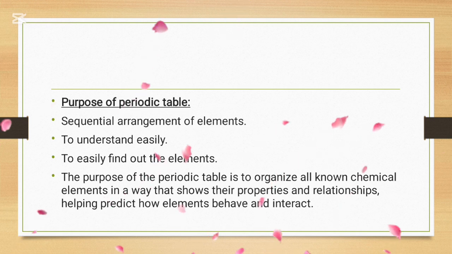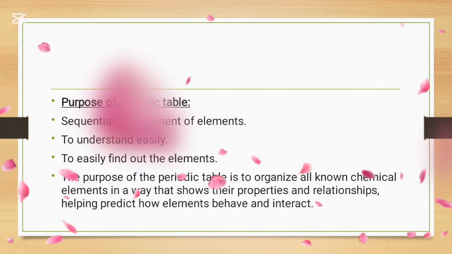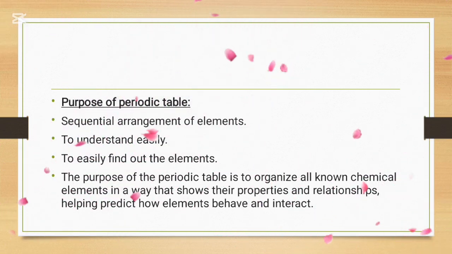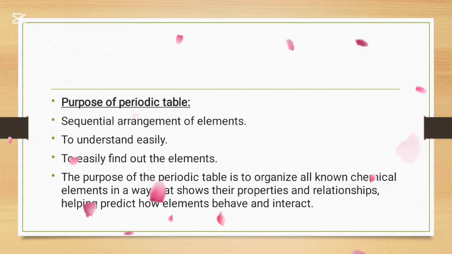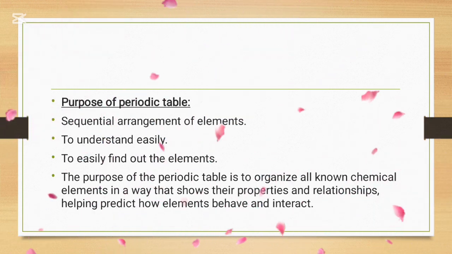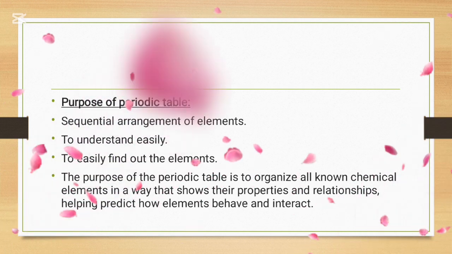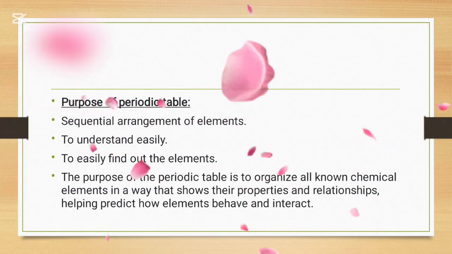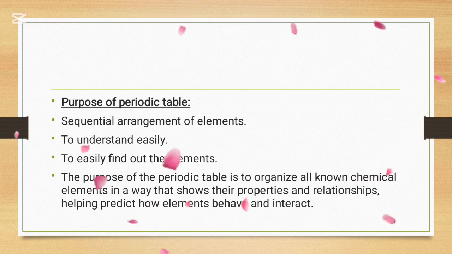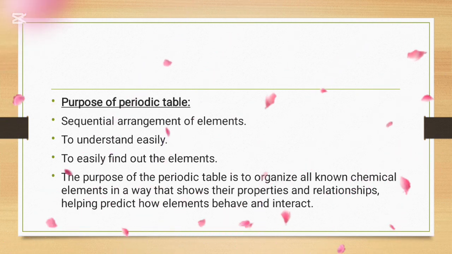The purpose of periodic table: sequential arrangement of elements to understand easily, to easily find out the elements. The purpose of periodic table is to organize all known chemical elements in a way that shows their properties and relationships, helping predict how elements behave and interact.